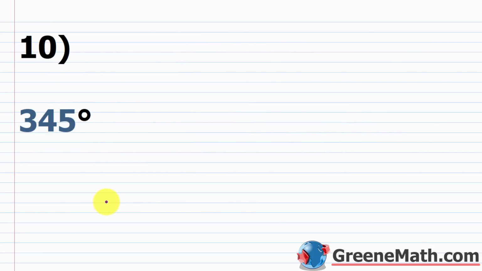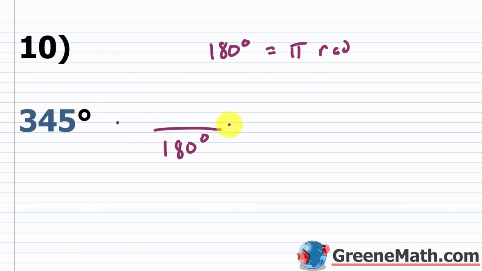Okay, let's take a look at problem 10. So here we have 345 degrees. So again, I'll say that 180 degrees is equal to pi radians. And since I don't want degrees, again, I'm going to put that in the denominator. In the numerator, I'll put pi radians. That's what I want to get. So I'll cancel this with this. So the degree unit is gone.